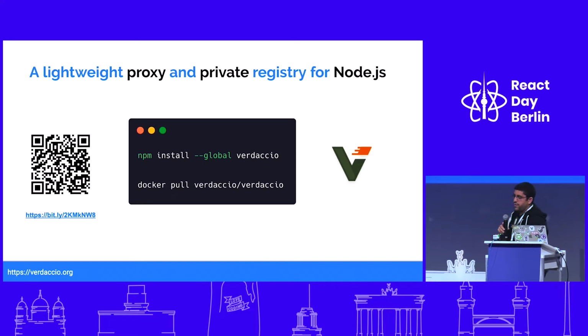Verdaccio is a lightweight proxy and private registry for Node.js. And it's really simple to install. You just need to install the package globally, and that's all. If you are using Docker, we also have a Docker official image, and it's super easy to use. Docker is the most popular way to use Verdaccio. By now, we have almost 7 million downloads.